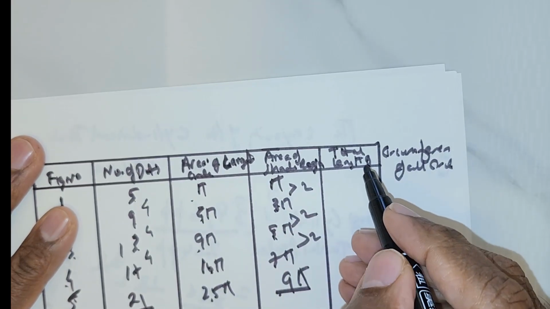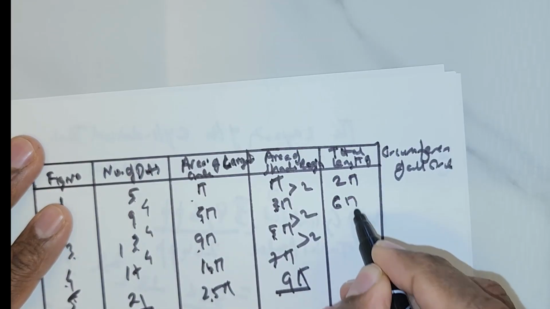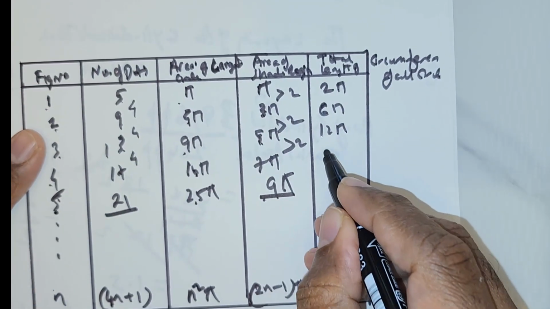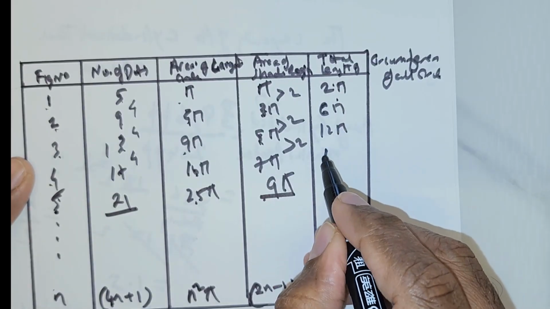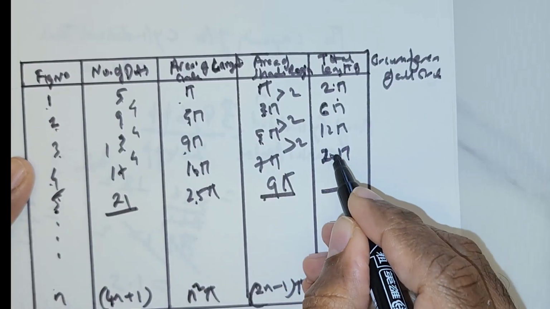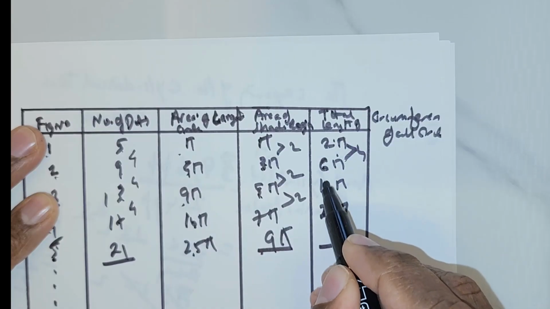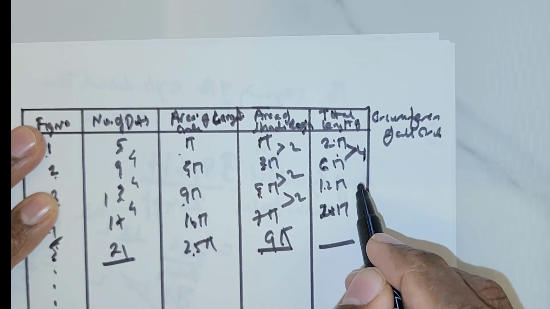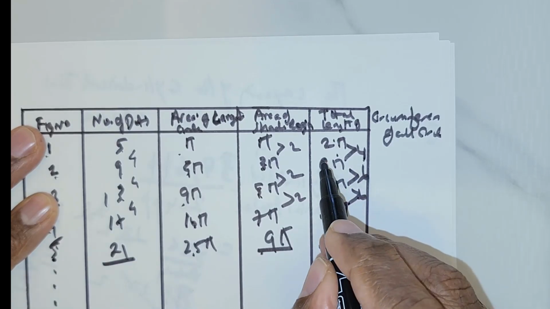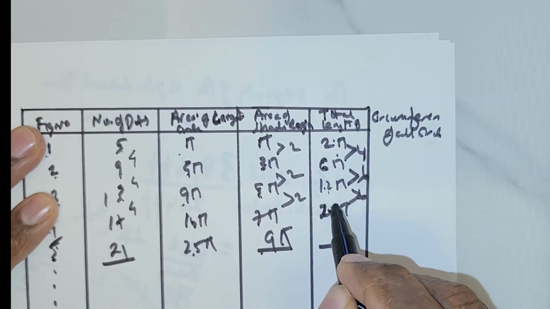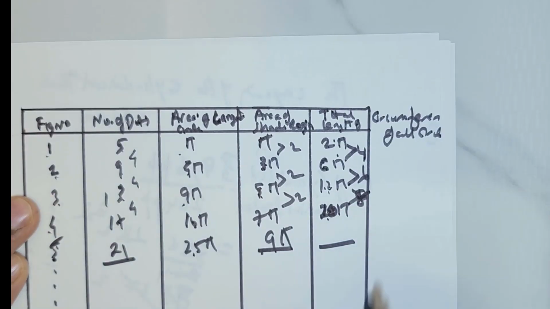So now the total lengths of circumference. You have 2 pi here, you have 6 pi, you have 12 pi, and then you have 2 pi, 6 pi, 12 pi. This is 20 pi, and you have to get the value here. Okay, so you study the difference here. 2 and 6, the difference is 4. 6 and 12, the difference is 6. 12 and 20, the difference is 8.